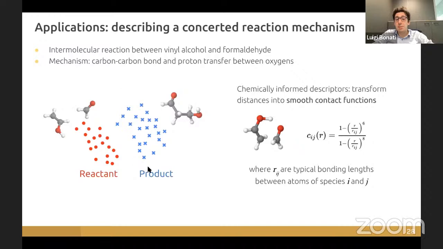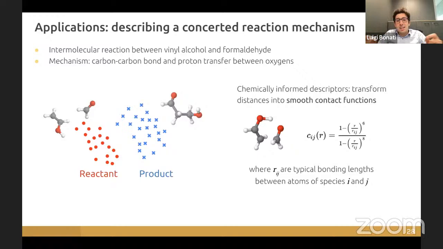need to characterize each configuration with a set of descriptors. Here we use, this is actually simple, but I think the message behind it is important. We could use, for instance, interatomic distances between the atoms. However, we can use what I call here chemical informed descriptors. So if we're interested in the formation or breaking of bonds, we can use more tailored descriptors for describing this process. For instance, we can use some smooth contact function, which tells us whether a bond is formed or not.